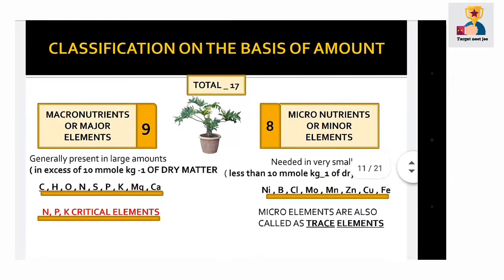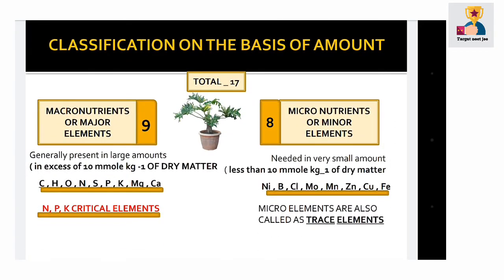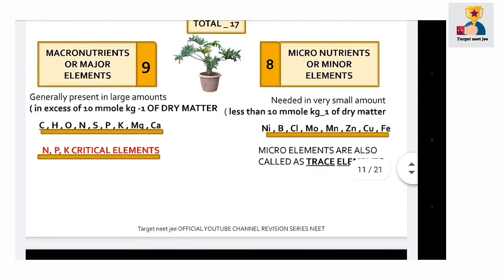Now see the classification on the basis of amount. There are a total of 17 elements, in which 9 elements are macronutrients or major elements and 8 are micro or minor elements. Macronutrients are generally present in large amounts, in excess of 10 mmole per kg of dry matter, like carbon, hydrogen, oxygen, nitrogen, sulfur, potassium, phosphorus, magnesium and calcium. Micronutrients are needed in very small amounts, less than 10 mmole per kg of dry matter, like nickel, boron, chlorine, molybdenum, manganese, zinc, copper and iron. Microelements are also called trace elements.